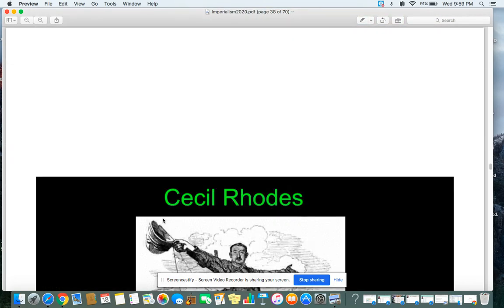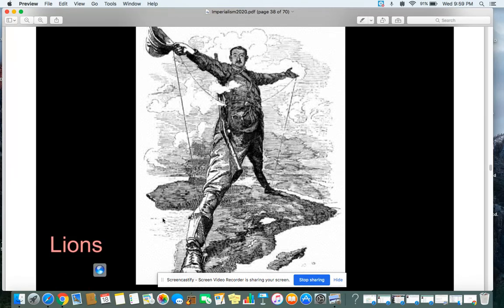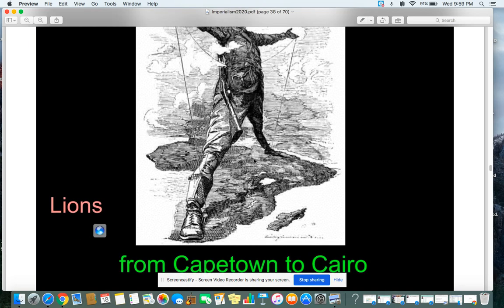Continuing. Oh, Cecil Rhodes. You remember the Rhodes Scholarship I was talking about? He's the one who was like, I contend that we Britons are the greatest race in the world. Do you remember that guy? Well, this is a picture of him. He wanted to build a railroad from Cape Town to Cairo. So Cape Town is in South Africa, to Cairo. That was his goal.